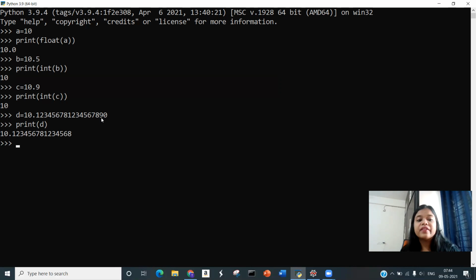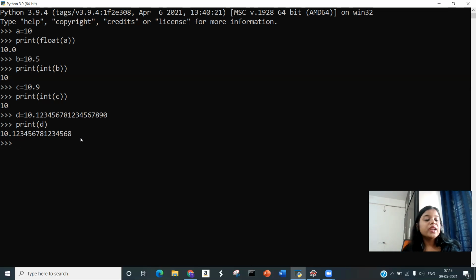This 9 was my 17th digit and 0 was my 18th digit. So basically, I gave it the value till 90, but it got stored till 8 only, like the 16th digit. So when I'm printing, whatever is not stored, the computer cannot retrieve. So the part where it is stored, it retrieved and gave me 10.12345678 and 12345678. Okay, so this is how float precision works.